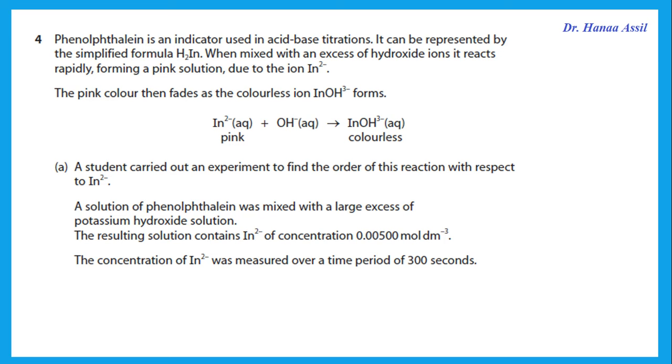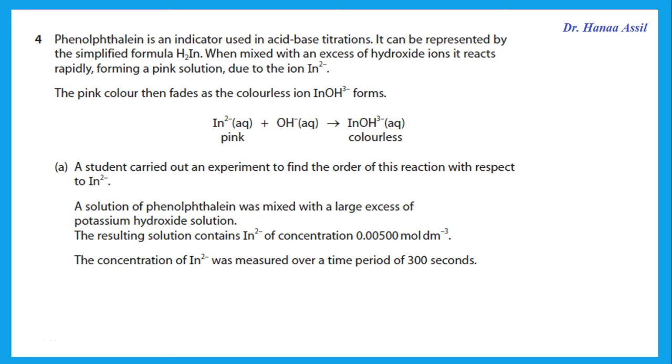Question 4 says, phenolphthalein is an indicator used in acid-base titrations. It can be represented by the simplified formula H2In, with In being the indicator. When mixed with an excess of hydroxide ions, it reacts rapidly, forming a pink solution due to the ion of the indicator, In2-. Remember that phenolphthalein is pink in a base. The pink color then fades to colorless when it forms this kind of species.